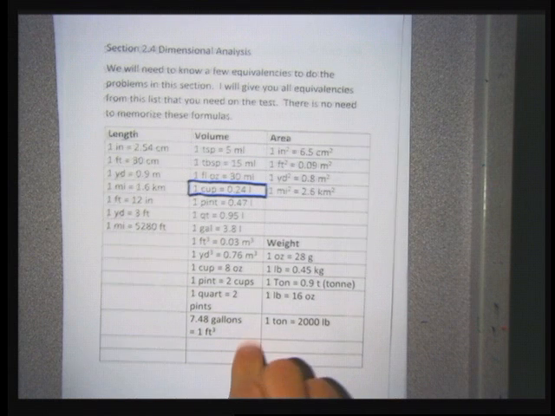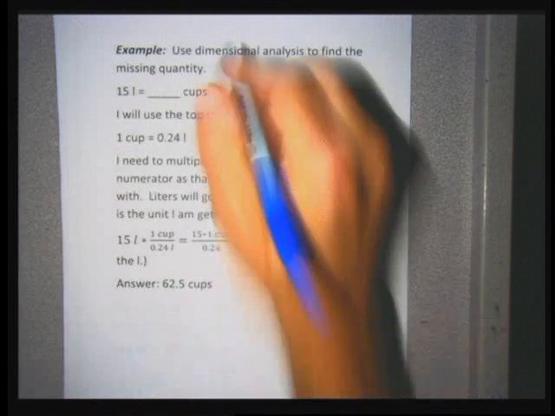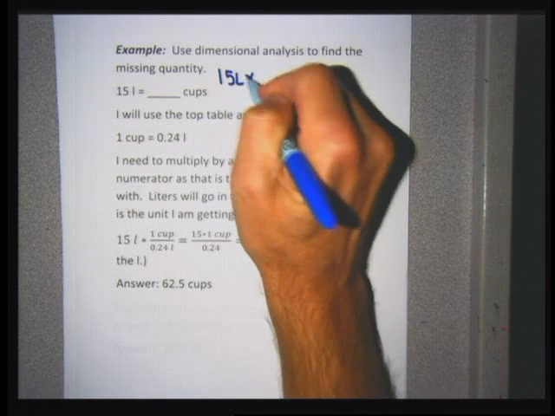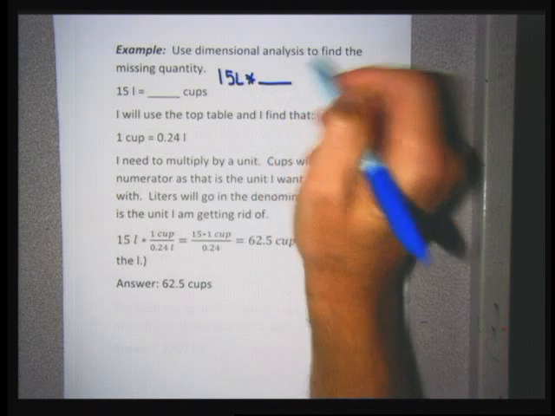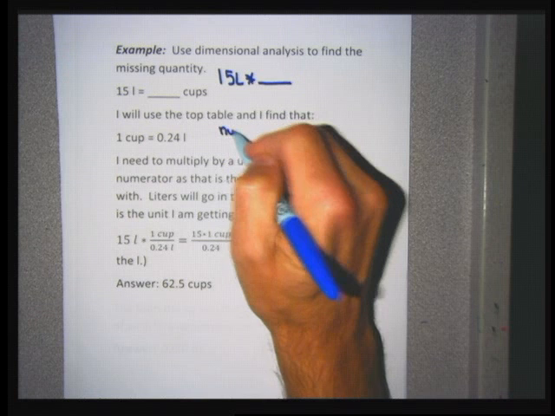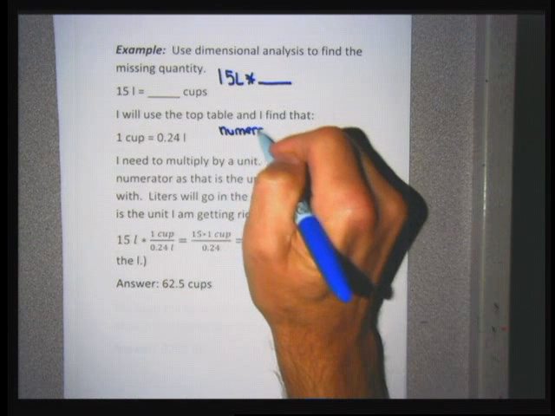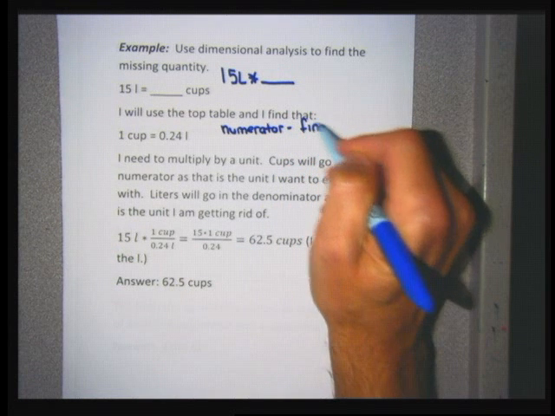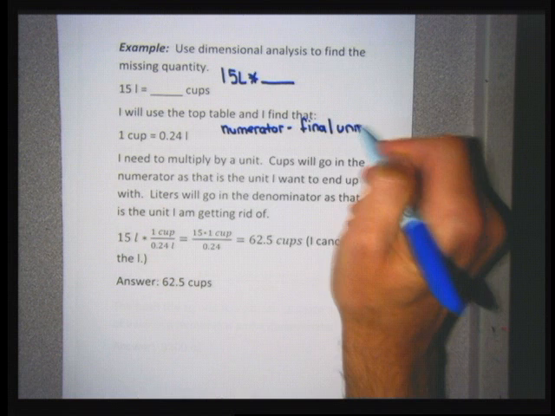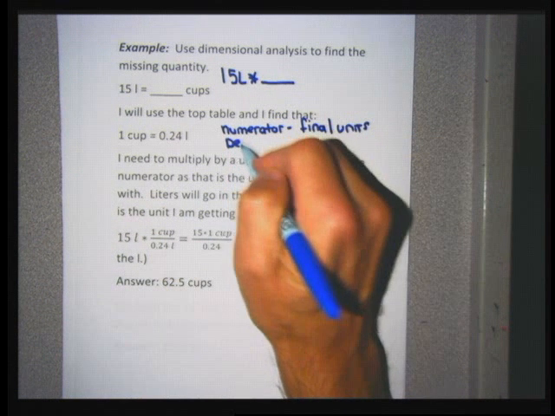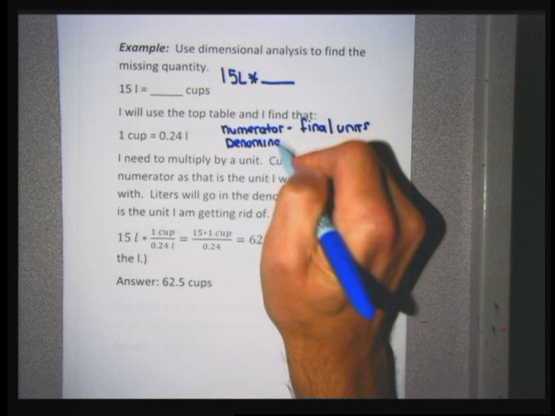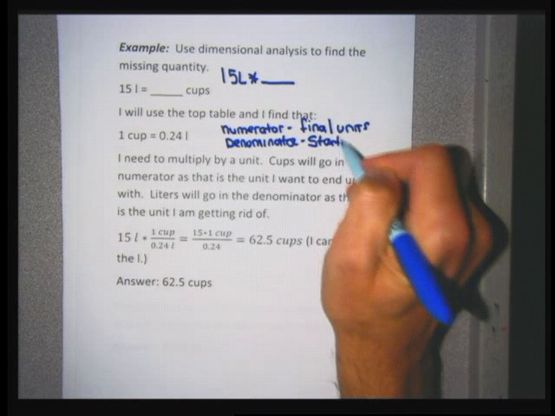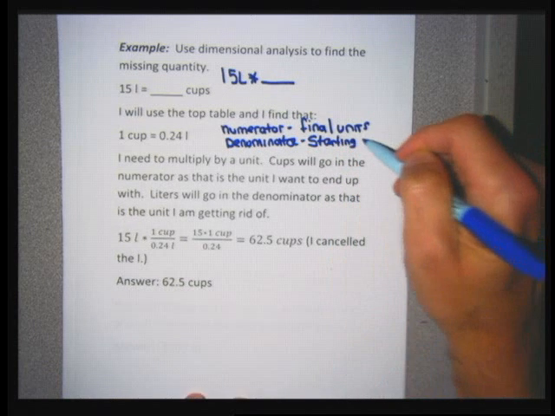What I'm going to do now is multiply by a fraction. So I'm going to take this 15 liters, and to convert into cups, I'm going to multiply by a fraction. And in the numerator is going to go the units that you want to end up with. So I will say the final units, or the ending units. And then in the denominator, it's the starting units. So in this problem, I'm starting in liters. I want to end in cups.